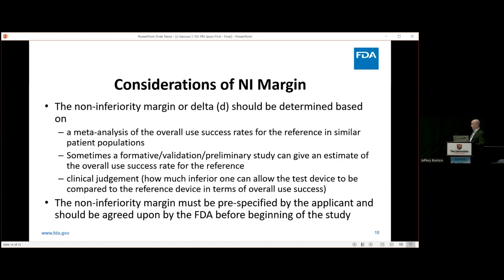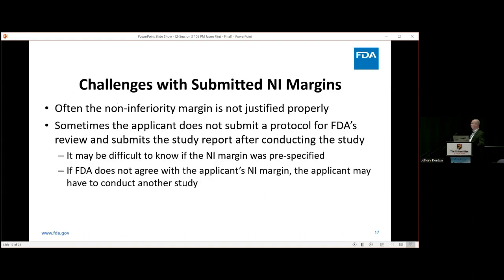The key here is that the non-inferiority margin must be pre-specified by the applicant and should be agreed upon by the FDA before the beginning of the study. I will say that this is an area of interest for the agency in terms of research and better methods to figure out what that non-inferiority margin is. And we have some broad agency announcements out now looking for some research on that matter.